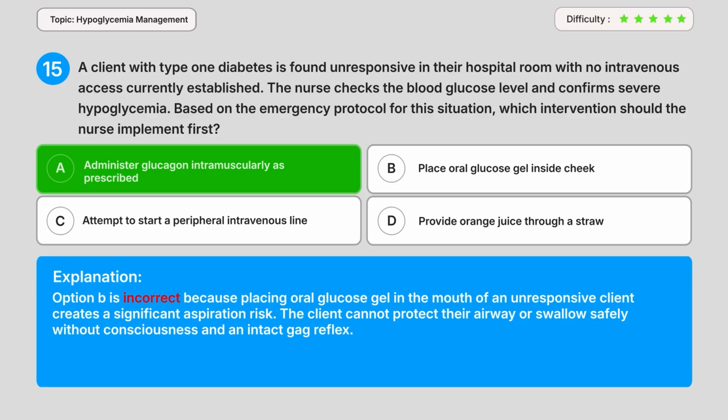Option B is incorrect because placing oral glucose gel in the mouth of an unresponsive client creates a significant aspiration risk. The client cannot protect their airway or swallow safely without consciousness and an intact gag reflex.